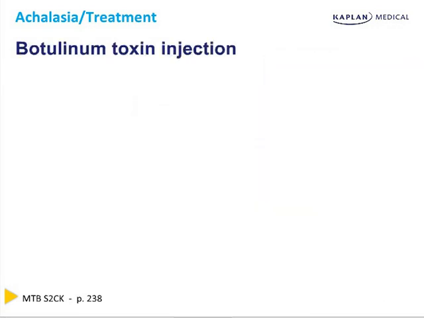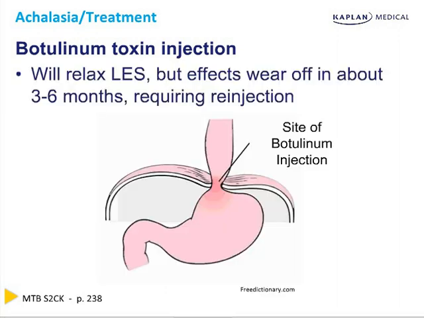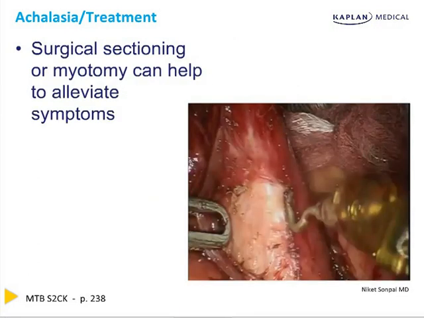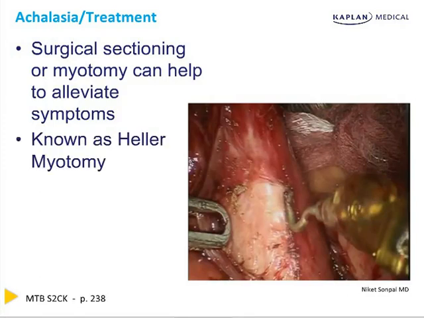A second form of treatment is to inject botulinum toxin directly into the LES. The botulinum toxin interferes with the neuromuscular junction and causes relaxation of the LES. The problem is, it will relax the LES, but effects wear off in about 3 to 6 months, requiring re-injection. The third and most final treatment for recurrent achalasia is surgical sectioning or myotomy. These are for cases refractory to dilation and botulinum toxin. This is known as the Heller myotomy.